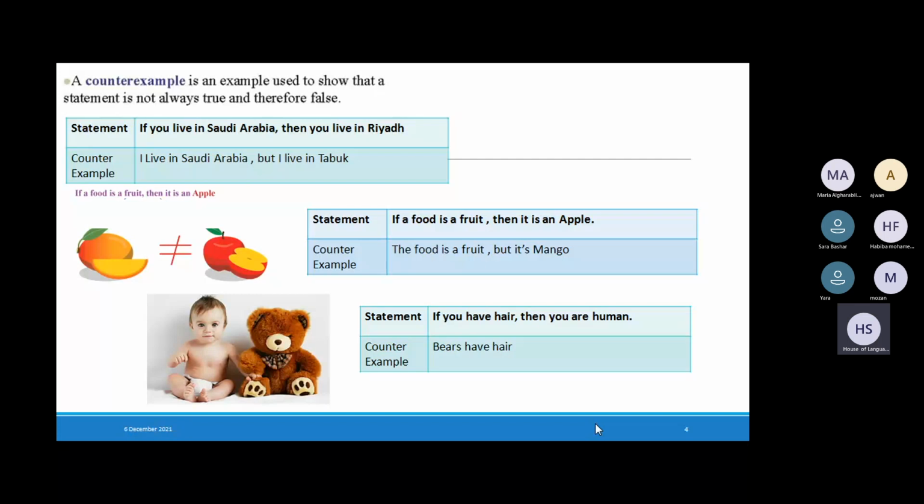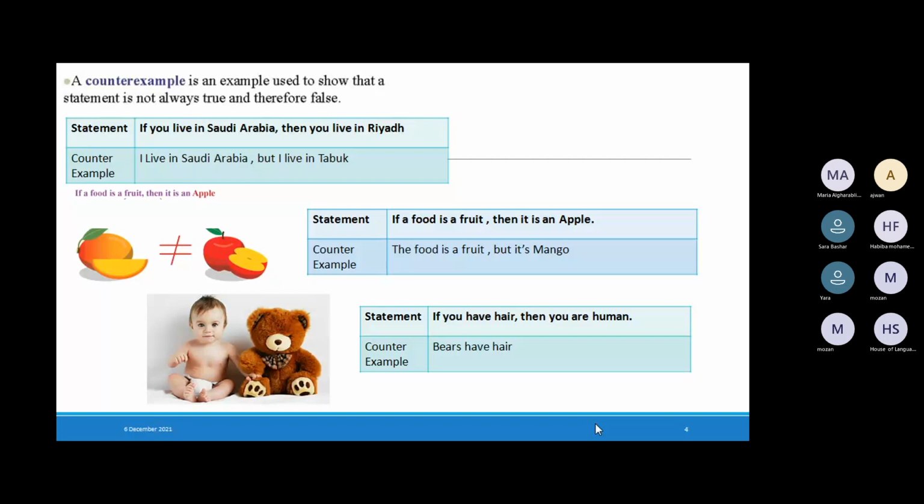You didn't understand what? Can you tell me better? A counter-example is that I tell you something, and you tell me, teacher, no, it's not working. How can you live in Saudi Arabia and live in Riyadh? Maybe you didn't live in Riyadh. I told you that if I live in Saudi Arabia, that means I live in Riyadh. But is there only Riyadh in Saudi Arabia? No, there's maybe Tabuk. So you give me a counter-example that proves, no teacher, your statement is not always true.